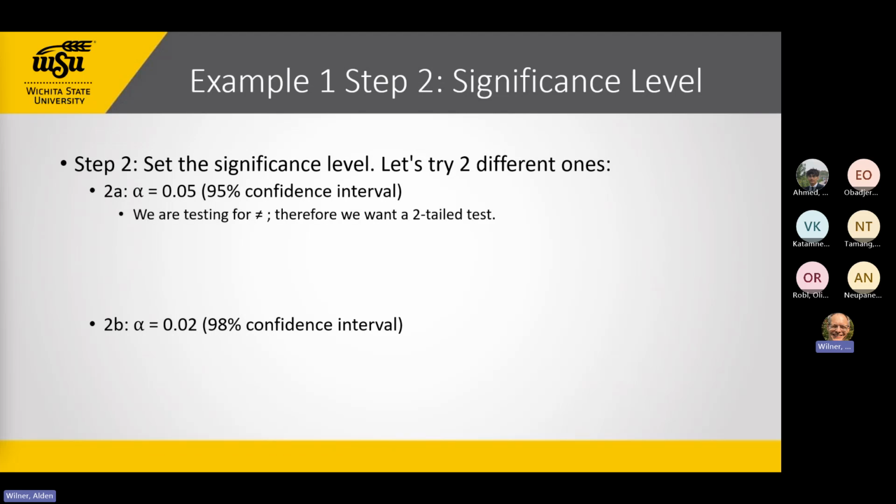So we're testing for not equals. Therefore, we want a two-tailed test. This means 0.025 on either side. So we go to our Z table, which I forgot to upload.